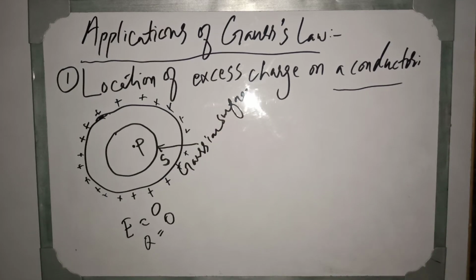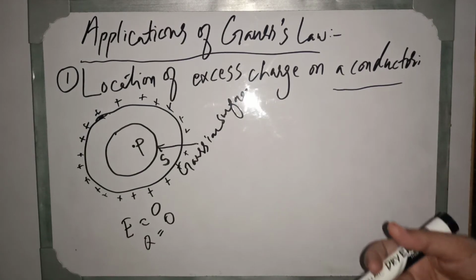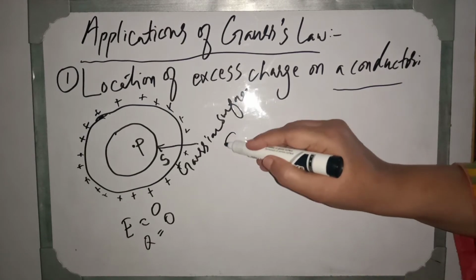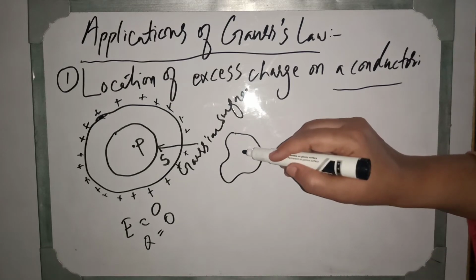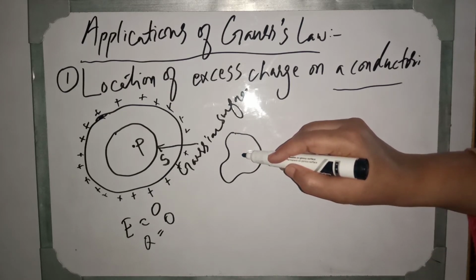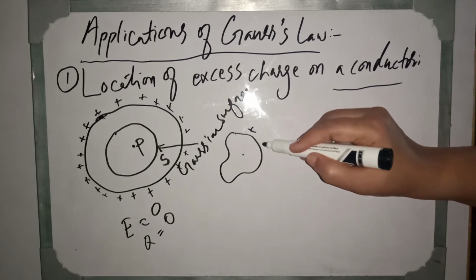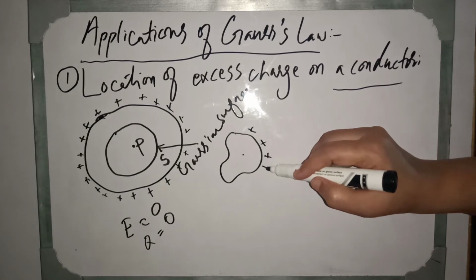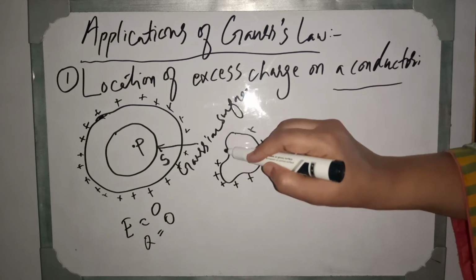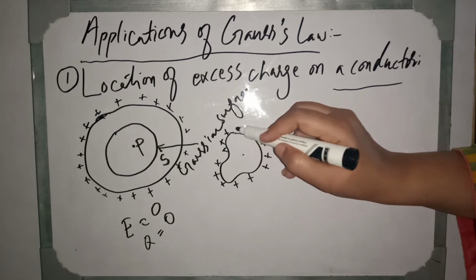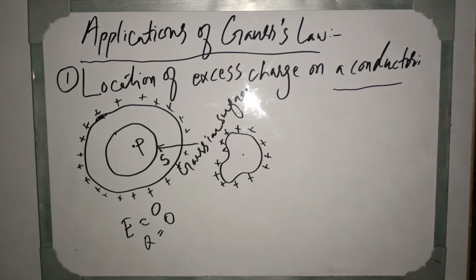In the same way, this is a regular surface. Suppose I have not a regular surface but an irregular surface like this shape. Again, there will be no electric field inside the conductor and no charge inside the conductor. So all the charges will reside outside the conductor. This is the way that we can say that all the excess charges will reside outside the conductor.